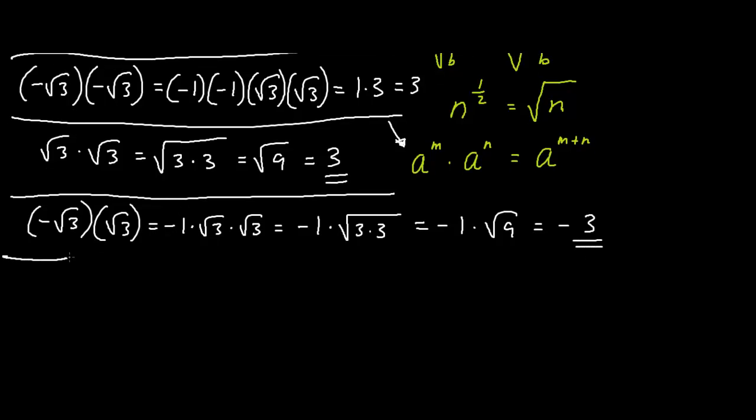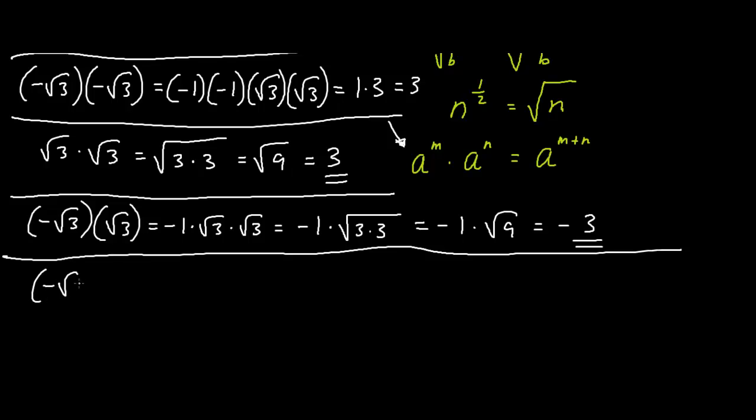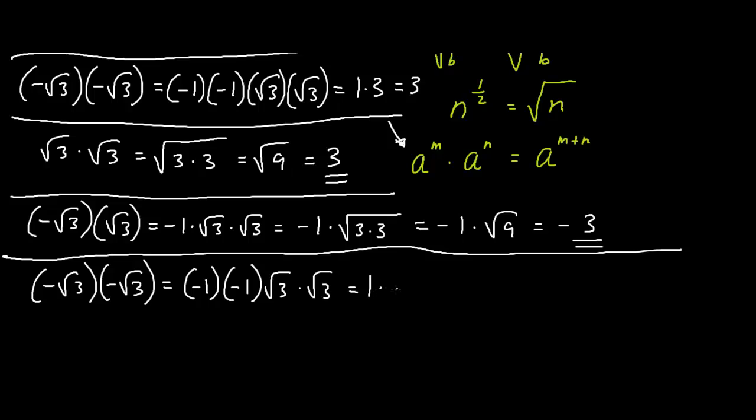And let's simplify minus root 3 multiplied by minus root 3. This is like saying minus 1 multiplied by minus 1 multiplied by root 3 multiplied by root 3, which is 1 multiplied by root 3 multiplied by 3, which is 1 multiplied by root 9, which is 3.